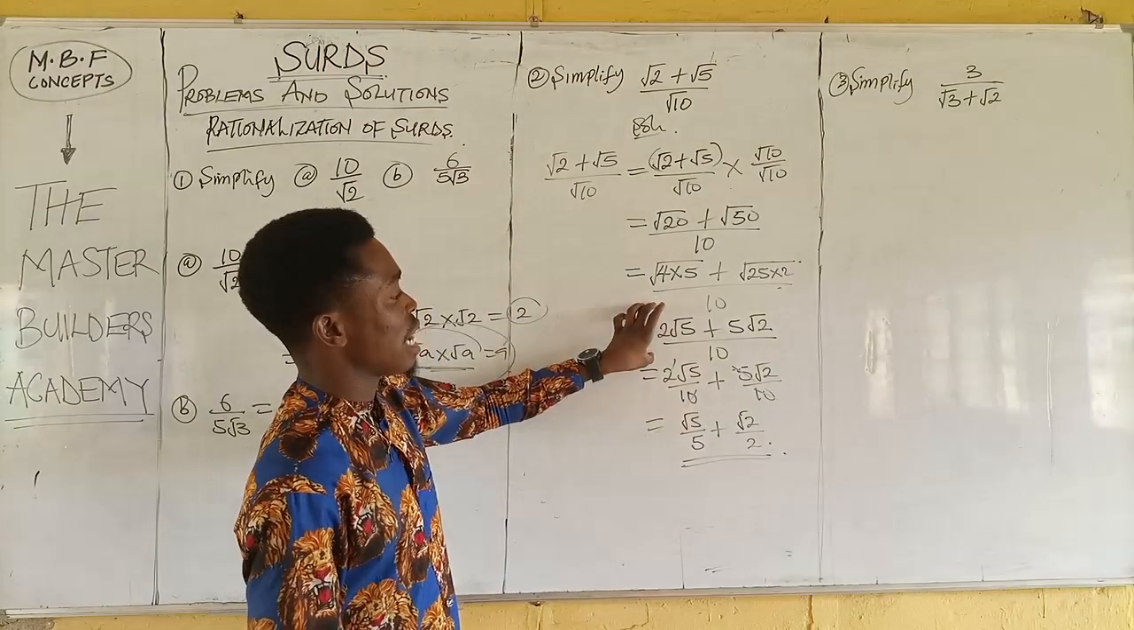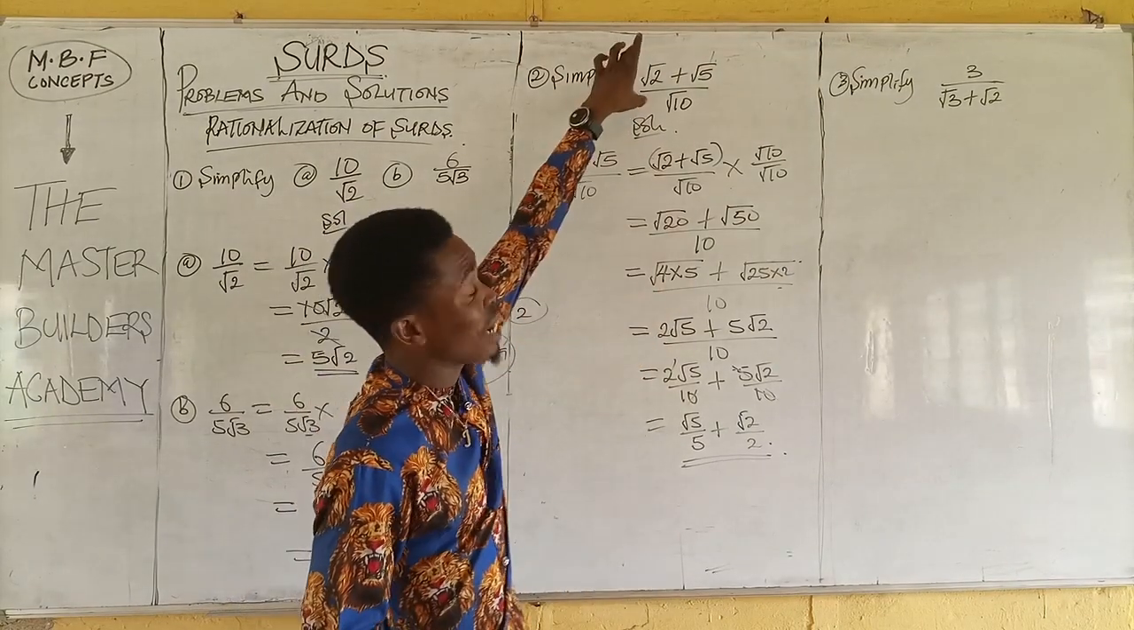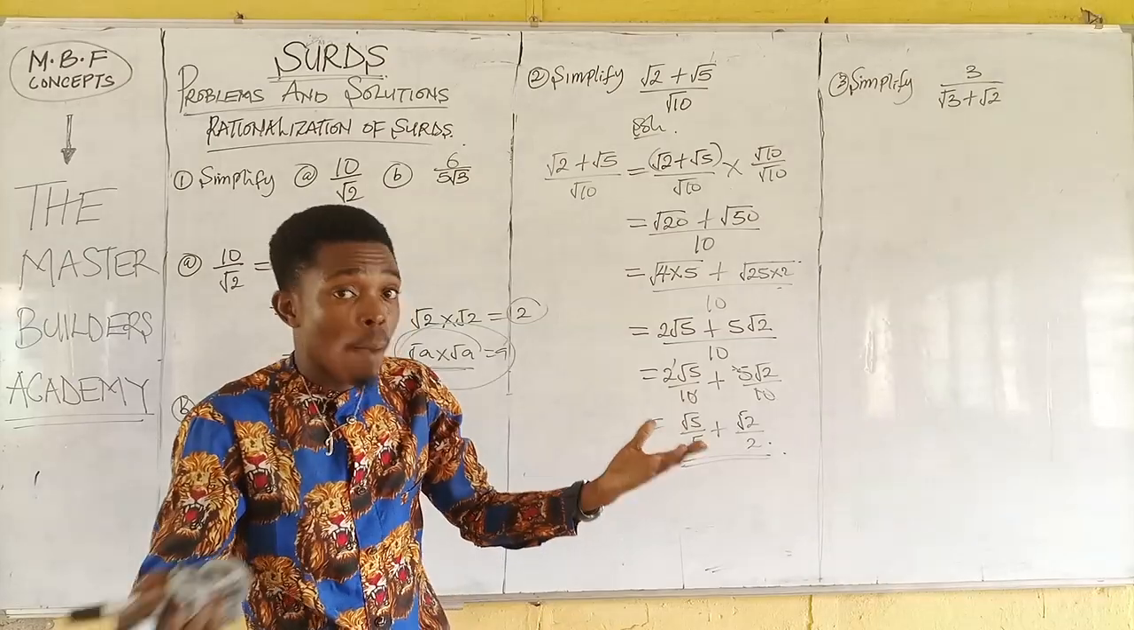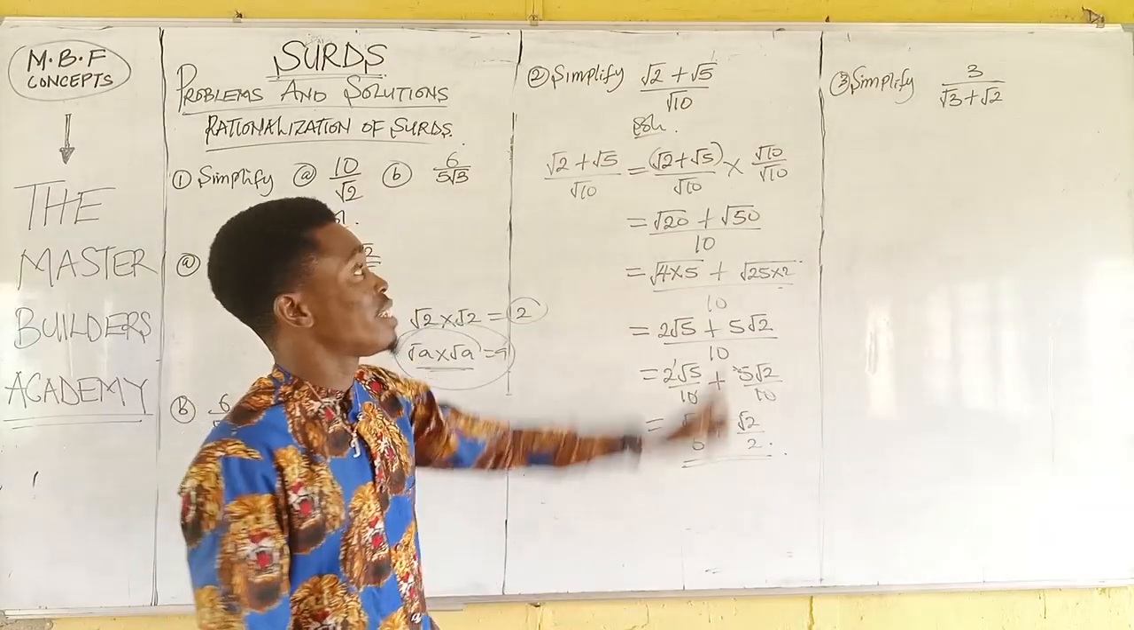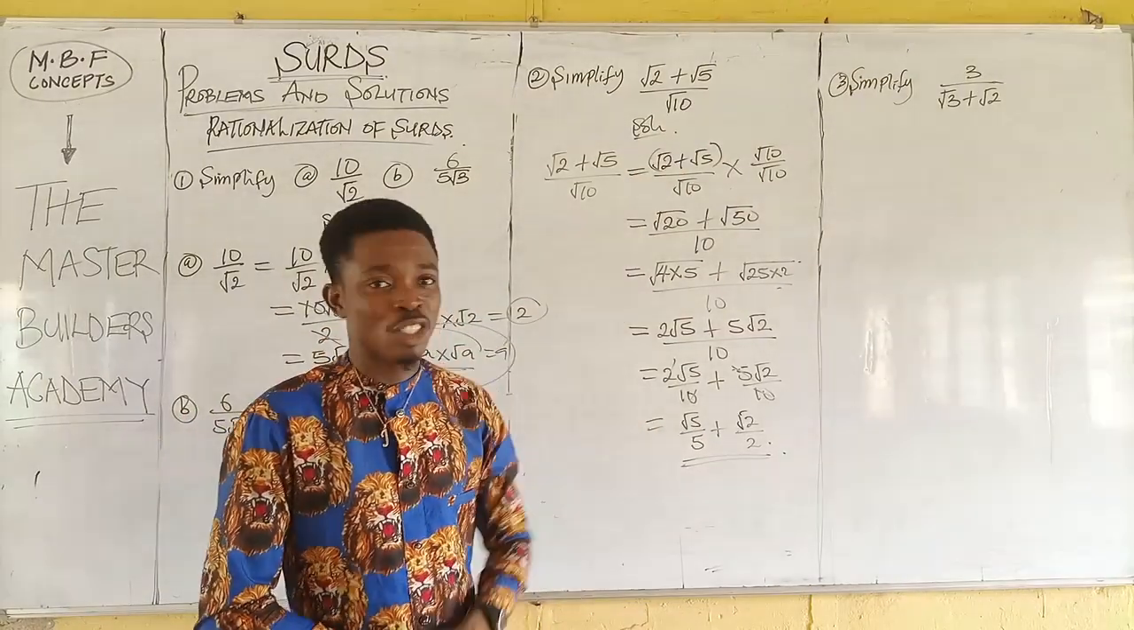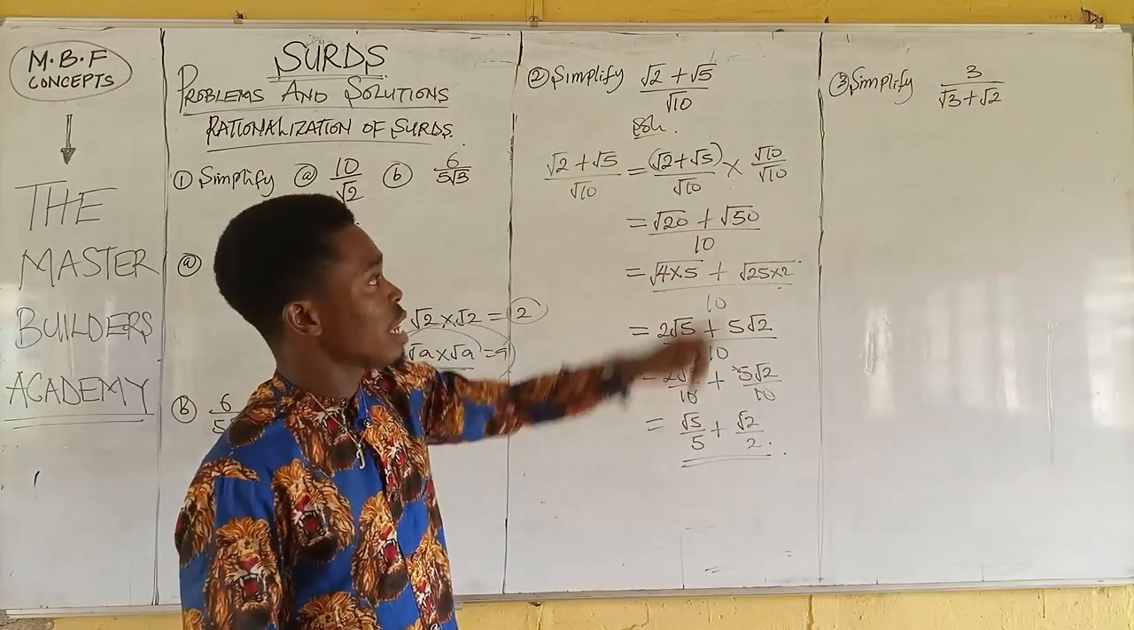So assuming I stopped here, now what I have here is more complex than this. It doesn't mean that I'm wrong. But what I am interested in is that there should not be square root at the denominator. Hope that is clear. Now let's head on to this aspect.